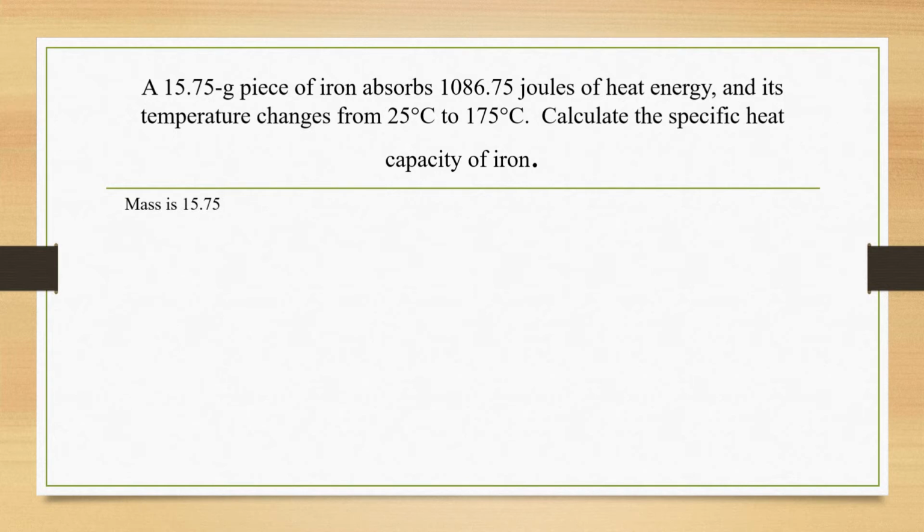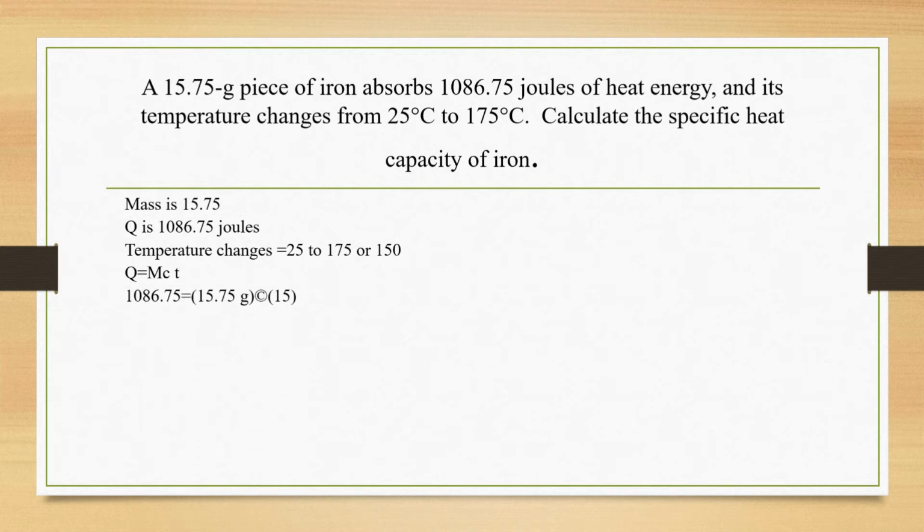Mass is 15.75 because you look for the gram unit, and once you see the gram unit, you know it's the mass. Q, the heat, is the heat energy, and as soon as you see the joules, you know Q is 1086.75. It says the temperature changes from 25 to 175, so it's 150 degrees Celsius. And the specific heat will therefore equal, we have mass, we have delta T, we have Q, we don't have C, so you plug it in.